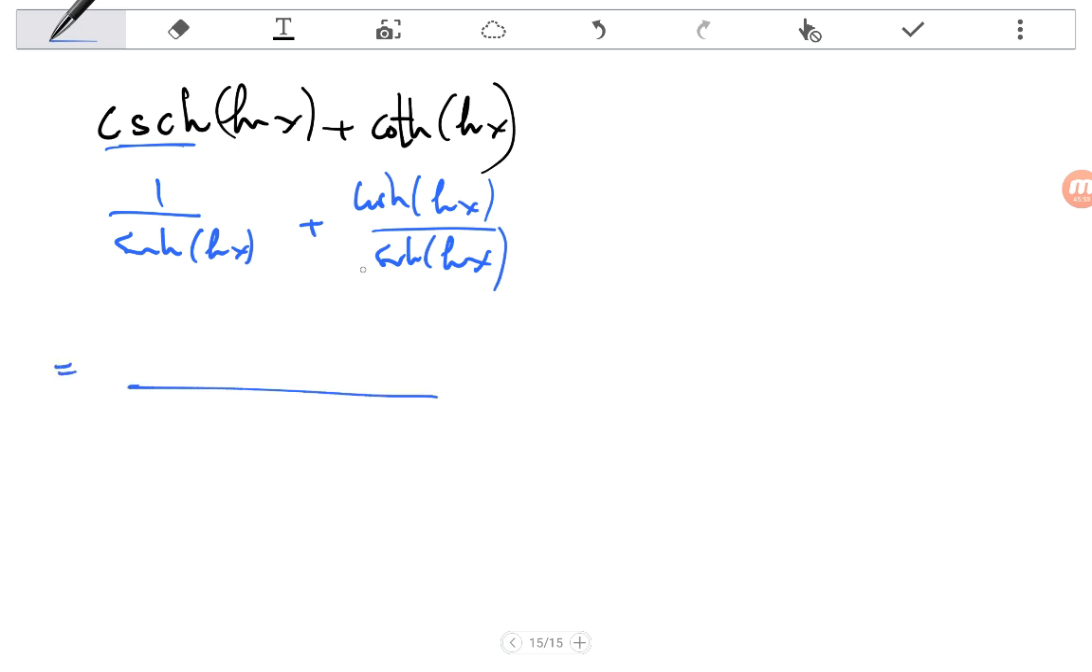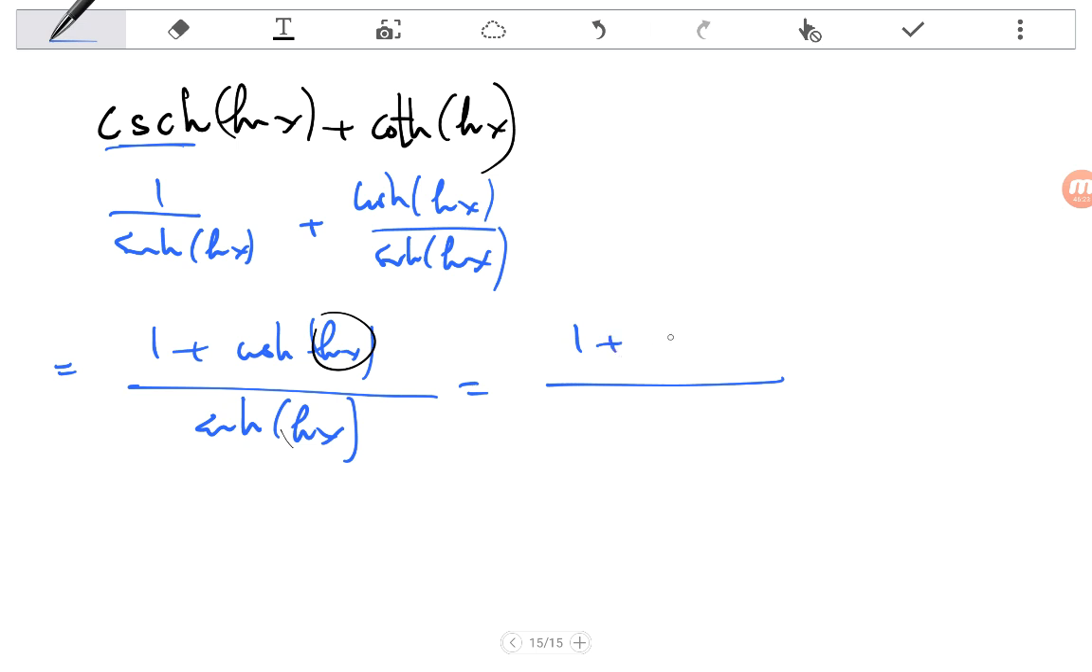Okay, these have the same denominator, so that will be sinh ln x, 1 plus cosh ln x. Now I have ln x inside hyperbolic functions, so I will put the cosh and sinh in their definition form, in terms of e. So that will be 1 plus e power 2 ln x plus e power minus 2 ln x over 2, over e power 2 ln x minus e power minus 2 ln x over 2.